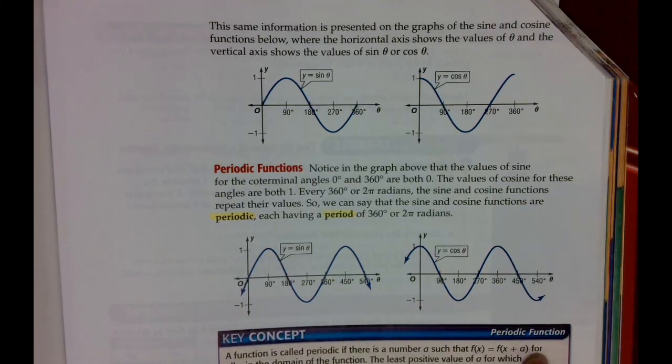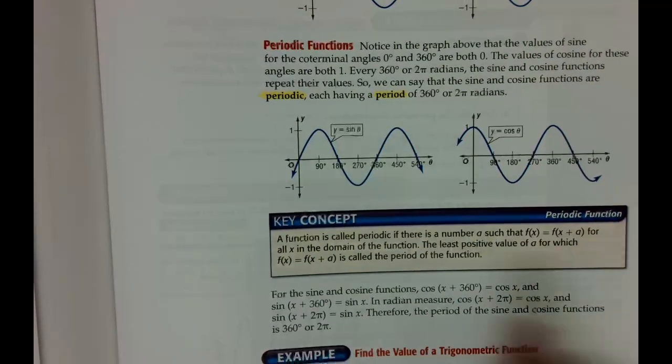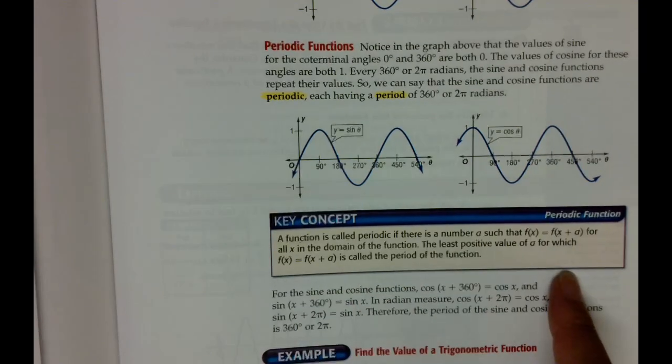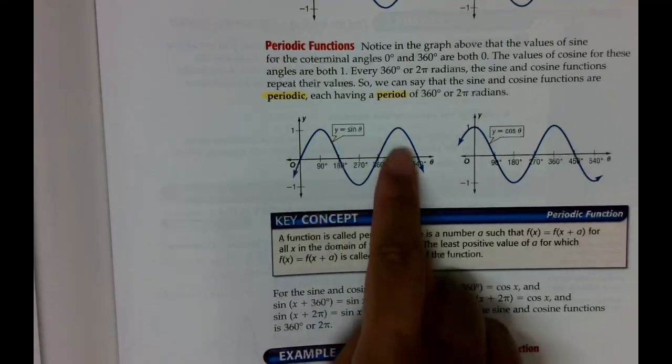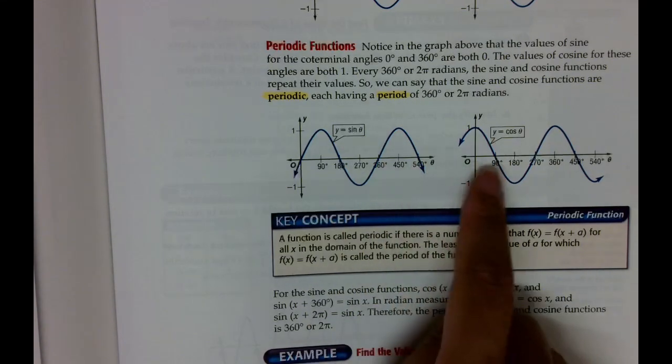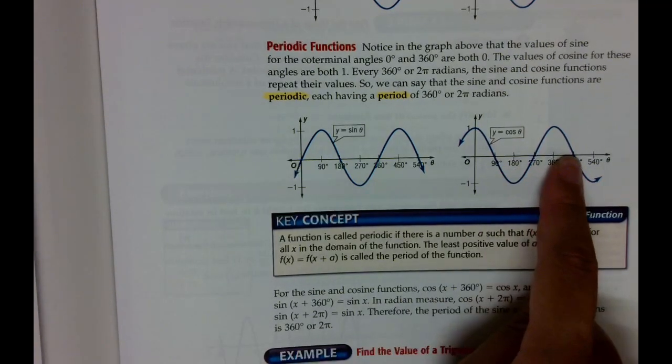That's why it is known as a periodic function. Okay, and then there's another definition for you right there. Because it's a periodic function, it means that when it's 90 degrees, that's the same value as it is when it's 450 degrees. Right, and you see that same thing here. Whatever it is at 90 degrees is the same as it is at 450 degrees.